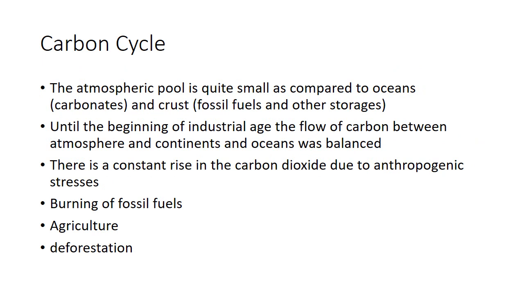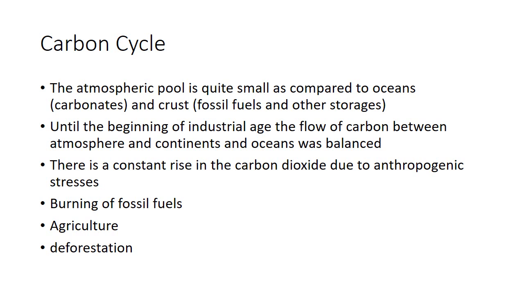Now we will see and discuss the carbon cycle. The atmospheric pool is quite small as compared to the oceans and crust. In the atmospheric pool there is very little carbon, about 0.03%. Most of the carbon sediments are present in oceans and crust. In oceans they are present in the form of carbonates. However, in the crust they are present in the form of fossil fuels and other storages.